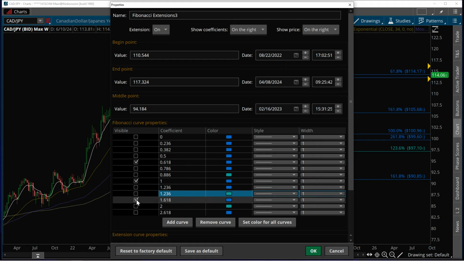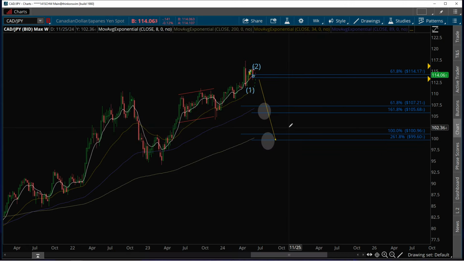All right, so 618 of the larger structure lines up with your 89 and your 1618 of the 1, 2, right? 1, 2, 3 down to the 618 of wave A or the 100, 2618. These are the areas we're looking to go, and we're looking to go now.